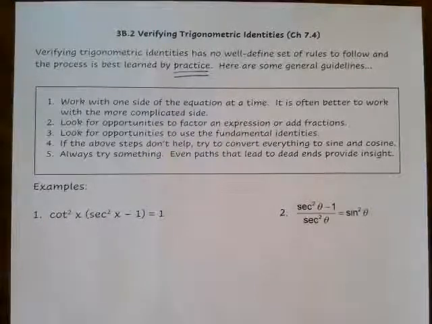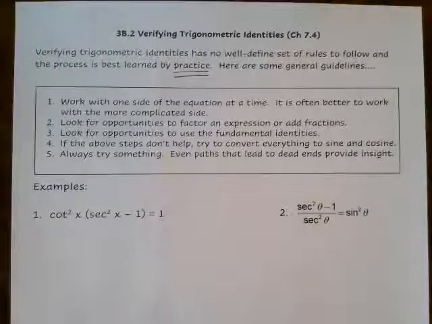Number two, look for opportunities to factor an expression or add fractions. So anytime that you can get a common denominator and add the two fractions together, or if there's something that you can factor, you might want to try that because that's going to help you simplify. Number three, look for opportunities to use the fundamental identities. So be always watching for those identities to see if you can convert something from something more difficult to something easier to work with. Number four, if the above steps don't help, try to convert everything to sine and cosine. Those are usually the easiest ones to work with, so you might want to convert to those.